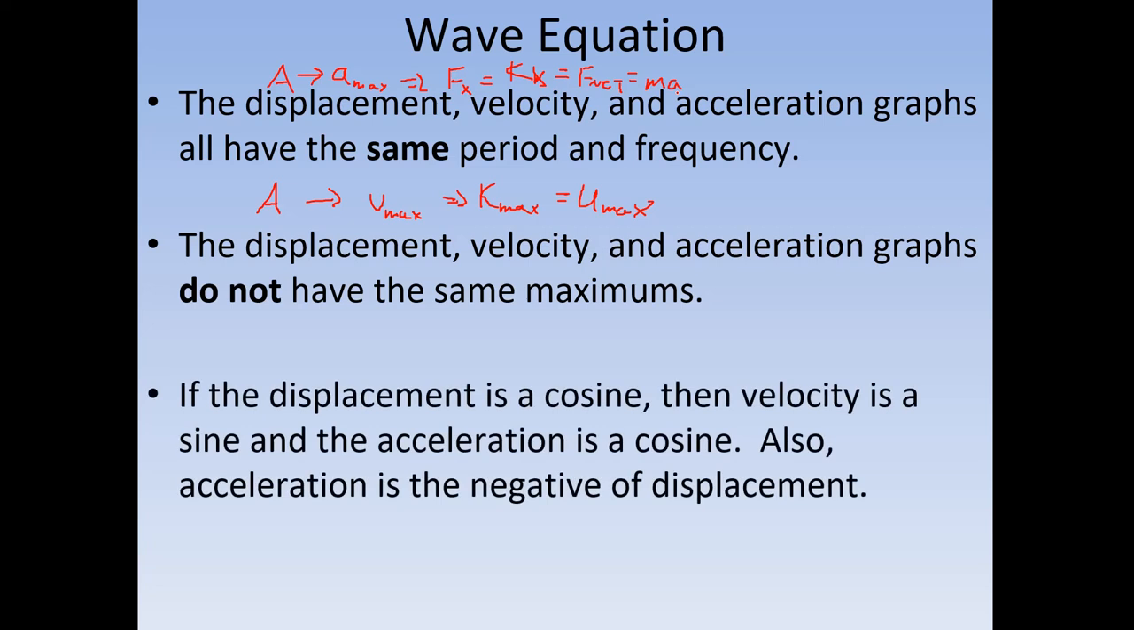And also, like I said, it's important to remember that displacement and acceleration should always have the same trig function. Velocity is going to be the other one. So if our displacement's cosine, then velocity is sine. If displacement is sine, velocity is cosine. It's also important to remember that acceleration and displacement are opposite functions. So if displacement is positive cosine, acceleration is negative cosine. If displacement was positive sine, acceleration is negative sine.